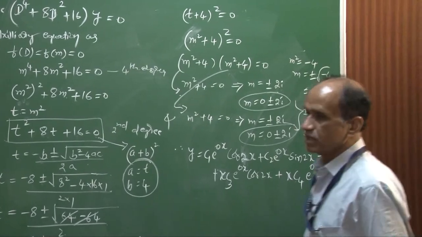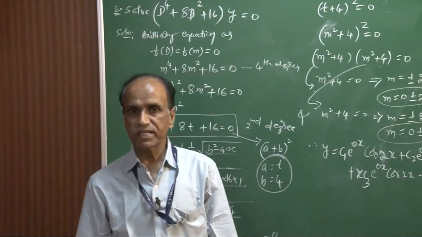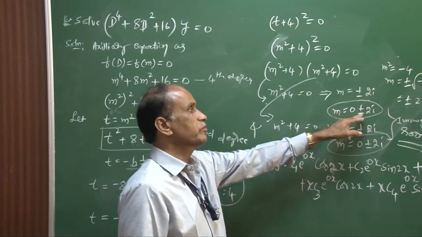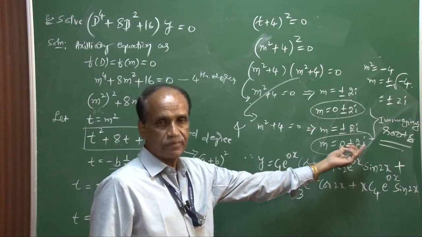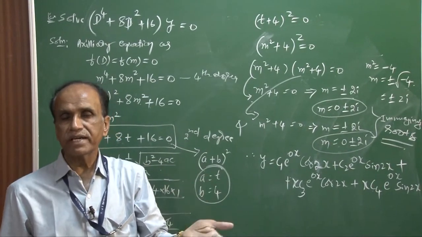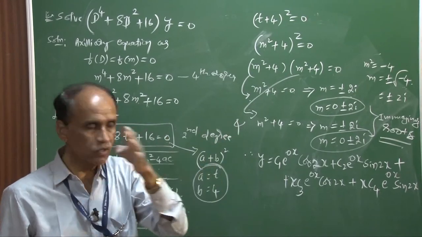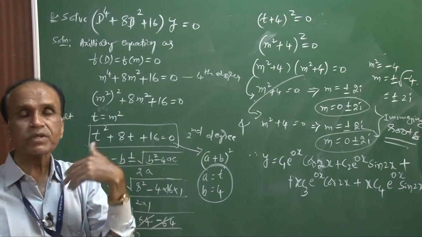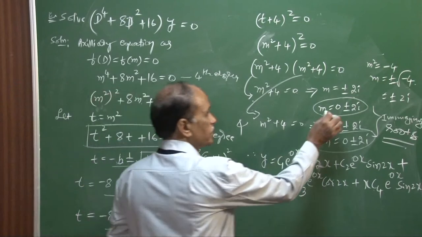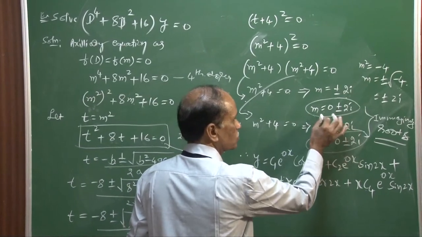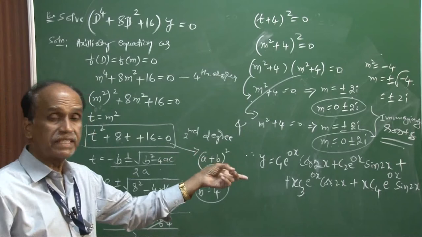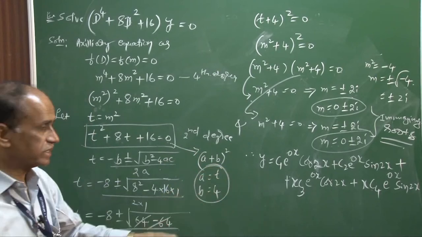Dear students, why have I multiplied by x here? Because this first set of roots, 0 plus or minus 2i, is repeated once. Therefore, for the repetition of roots you have to multiply successively by x, x square, x cube, and so on. The first term is x to the power 0, the second term is x to the power 1, the third term is x to the power 2, and like that. Whether the repeated roots are real or imaginary, the rule says you have to multiply successively by x, that is what I did.